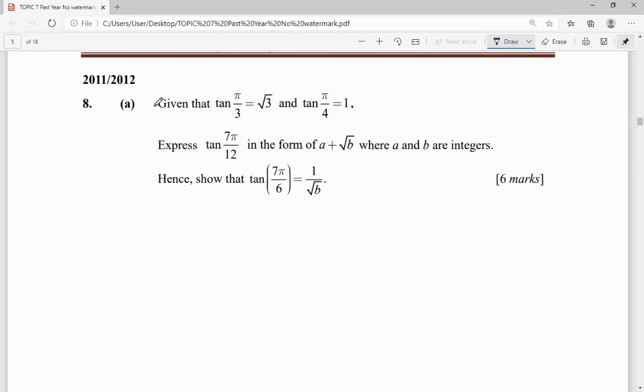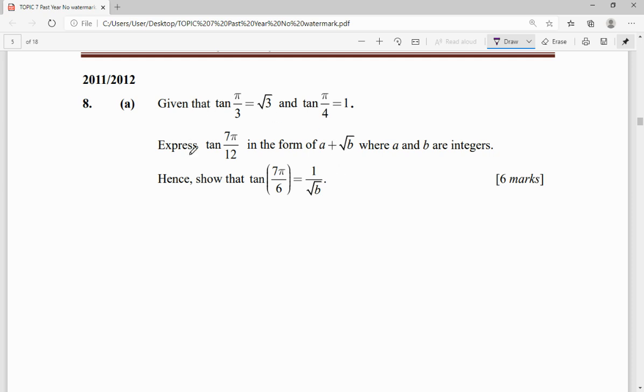For question 8, given that tangent pi over 3 is equal to root 3, and tangent pi over 4 is equal to 1, express tangent 7 pi over 12 in the form of a root number. Hence, use this information to show that tangent of 7 pi over 6 is equal to 1 over root b. This is another root number we need to show.